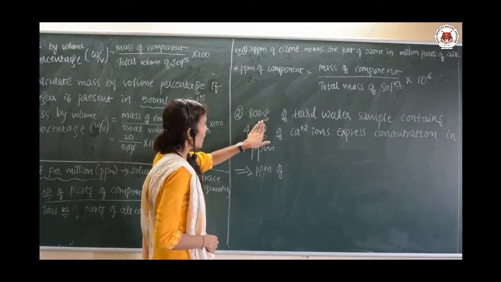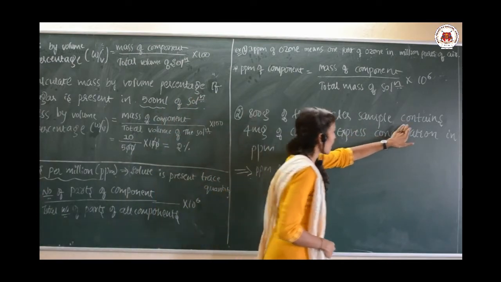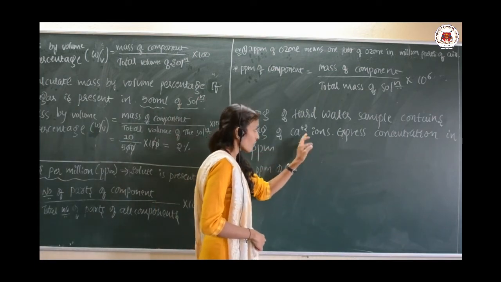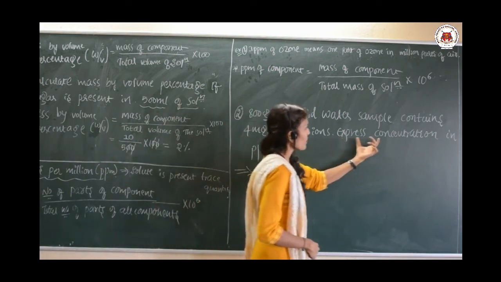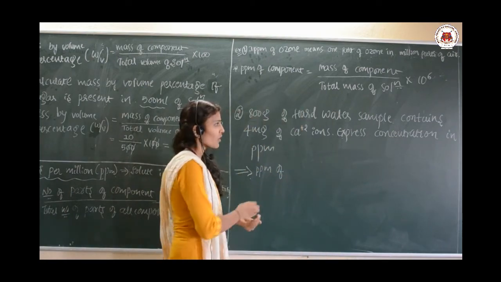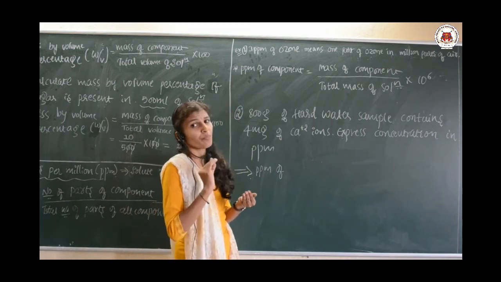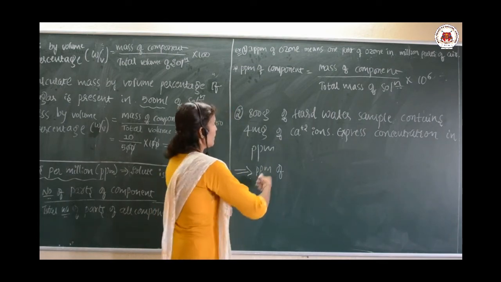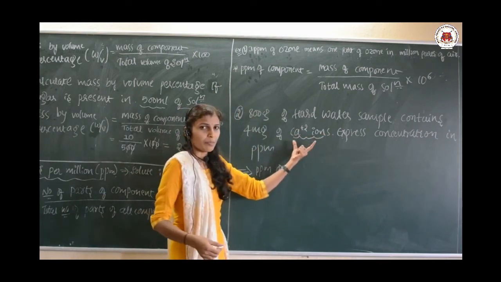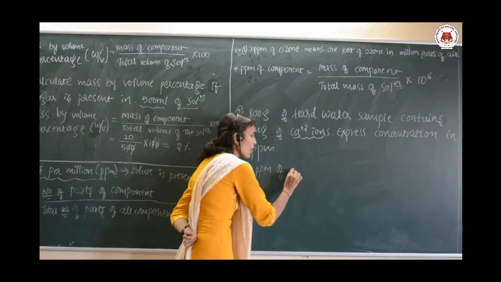Okay, let us go for one problem. Here 800 gram of hard water sample contains 4 milligram of calcium ions. Express the concentration in terms of ppm. What have they asked? We have to find out the concentration in terms of ppm. So here what are we calculating? The ppm of calcium plus 2 ions. So let us go for the formula.